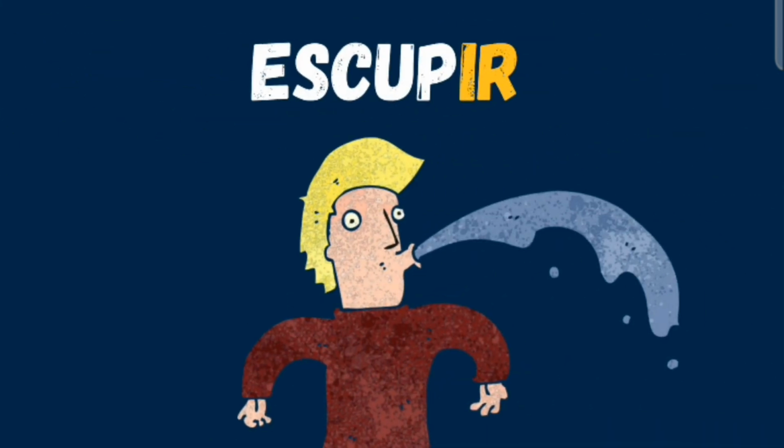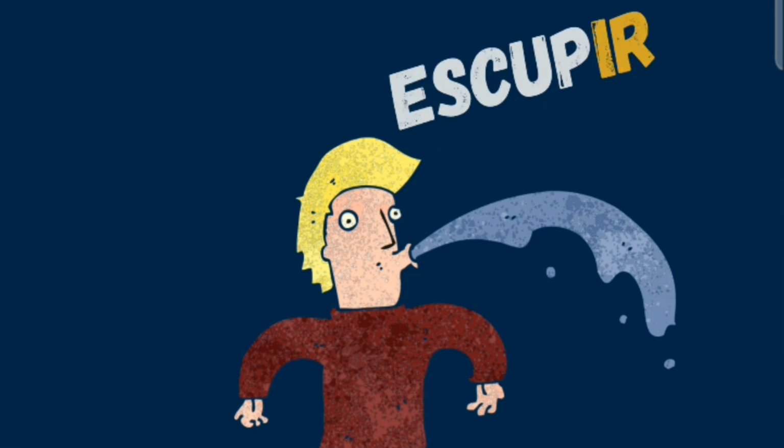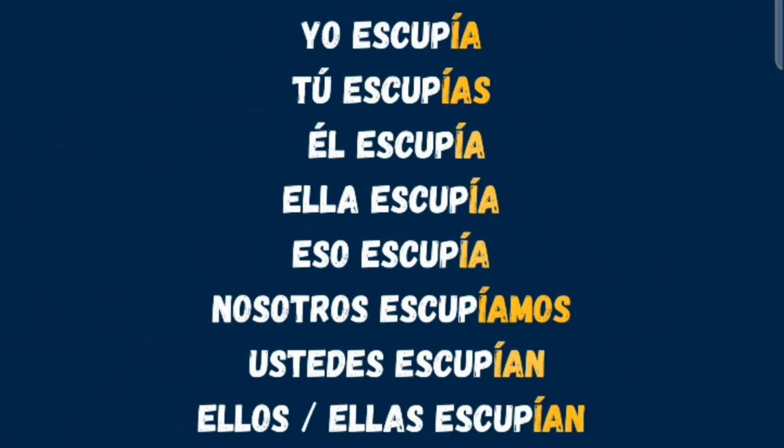Now let's see this verb, to spit. Okay, to spit means escupir. Let's see how you have to conjugate this verb in imperfect past.